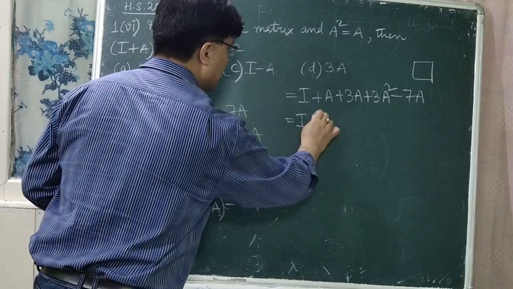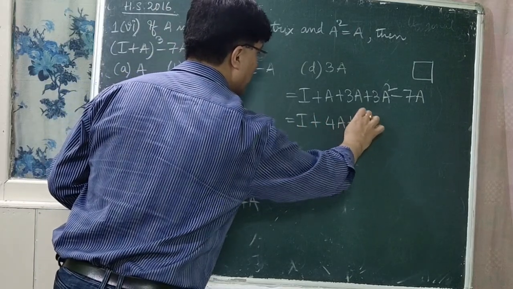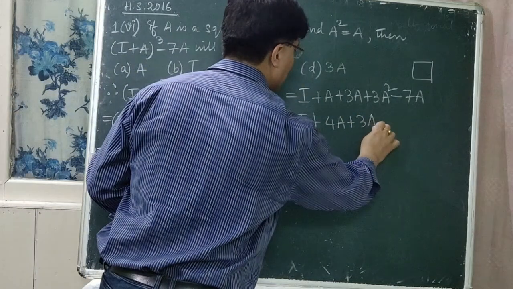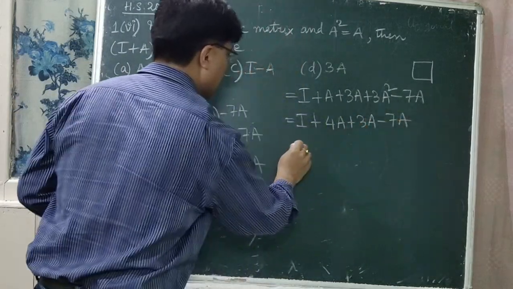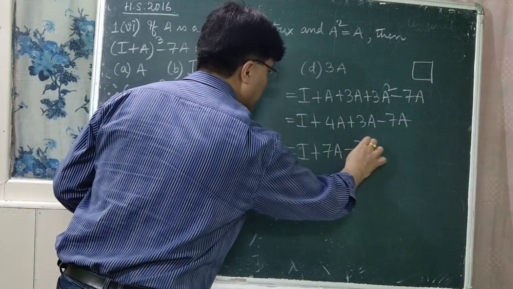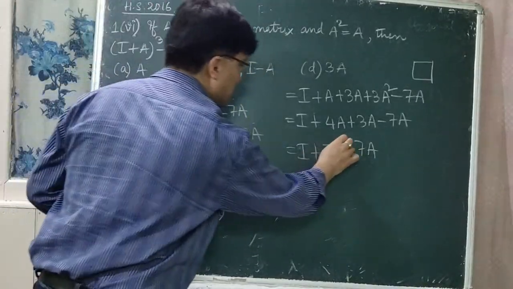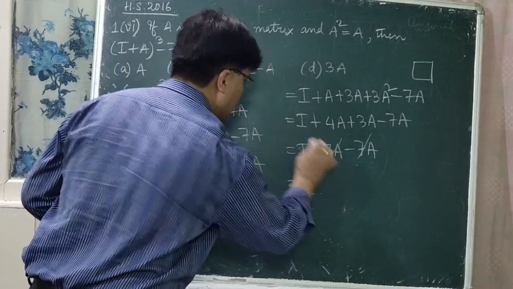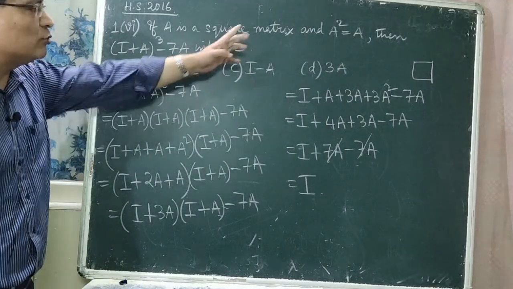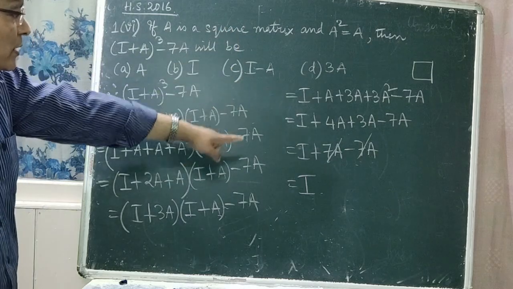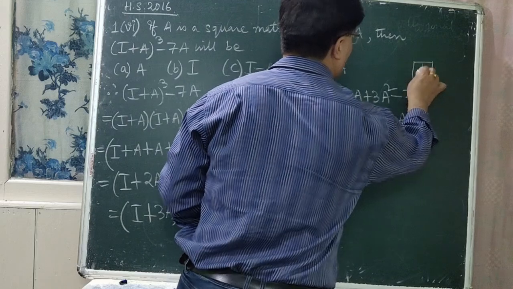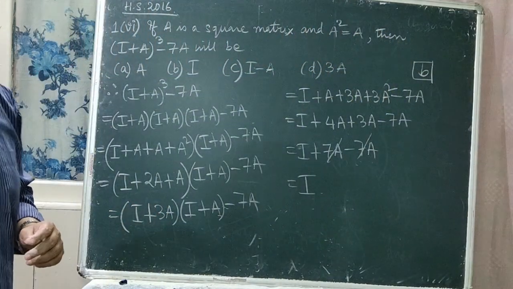So is equal to I plus, this is 4A plus 3. What is A square actually? That is A. A square is A. And this is minus 7A, which is equal to I plus 4A plus 3A is 7A. Then this is minus 7A, right? 7A gets cancelled, which is equal to I. So what is the value for (I plus A) whole cube minus 7A using A square is equal to A? It is I. So which is the correct option? That is B is the correct option. You can put it out here. That is B. Is that clear?